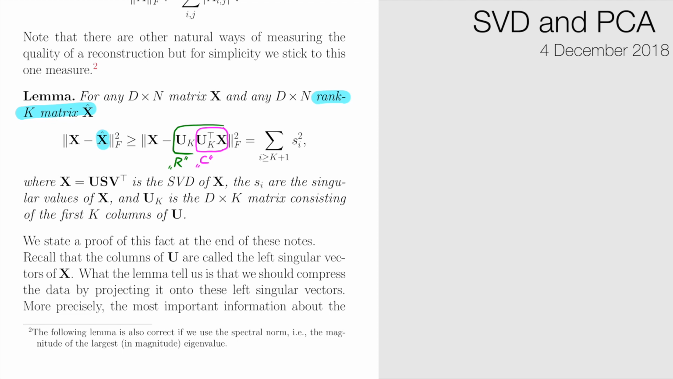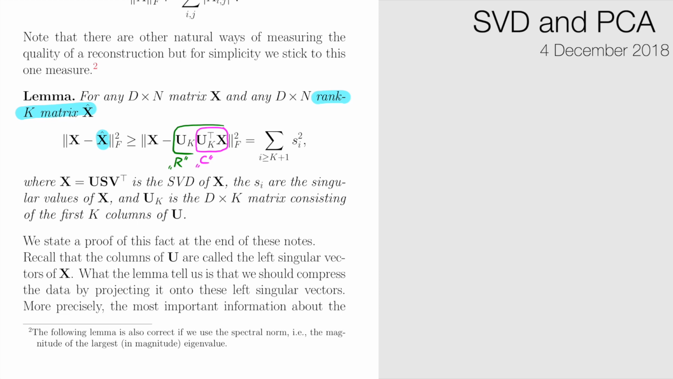Okay, just to recap what I said: from the SVD, you get this U_K, the first K singular vectors. This is your reconstruction matrix, and it's also your compression matrix if you transpose it, and they are the best. There is no better approximation to your X matrix in the Frobenius norm.